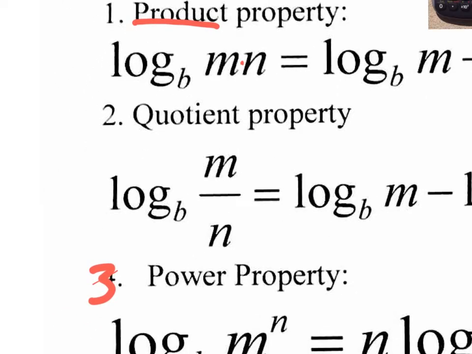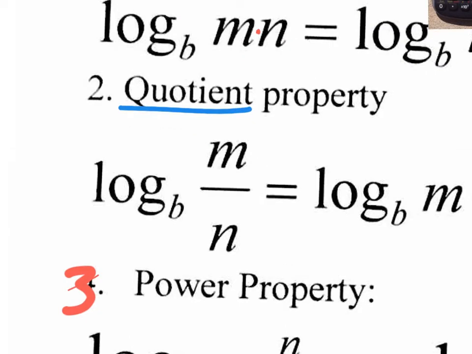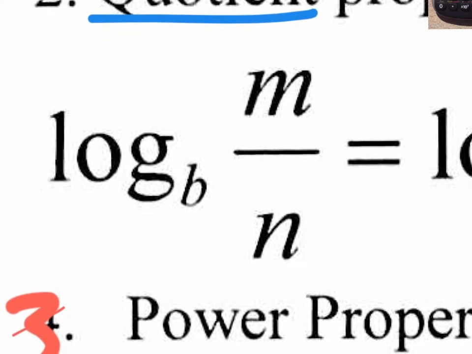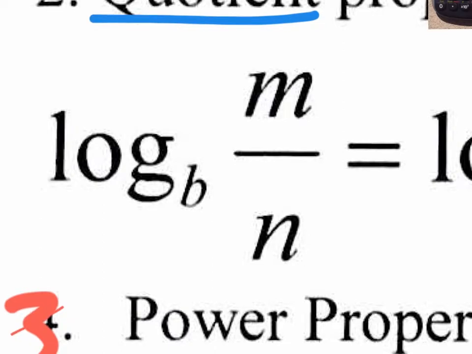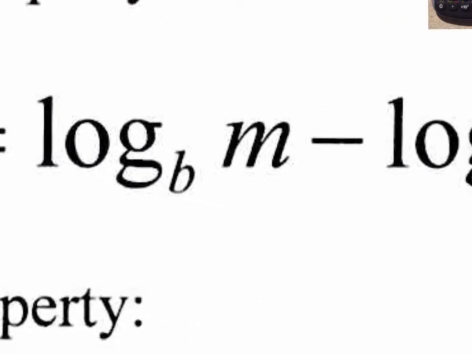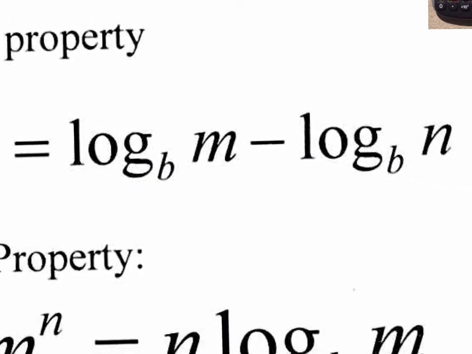The next one is the quotient property. What does quotient mean? Division, right? So obviously, we're going to be dividing in these cases. So again, you could expand or you could condense. In this case, if you have log base something of a fraction, in other words, log base something is something divided by something, then you could expand it and say log base b of m minus log base b of n. That's what we call expanding. Log base b of m minus log base b of n.